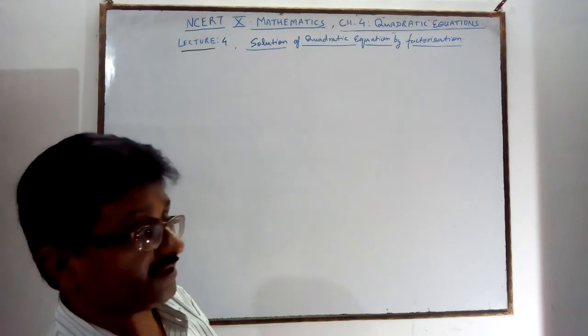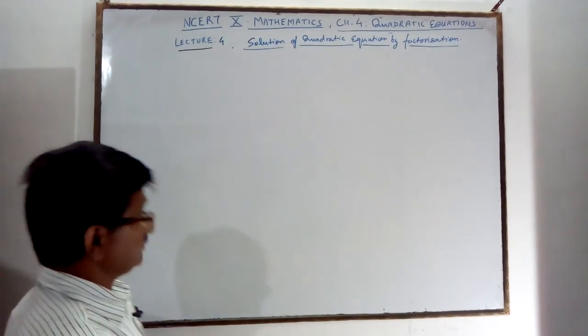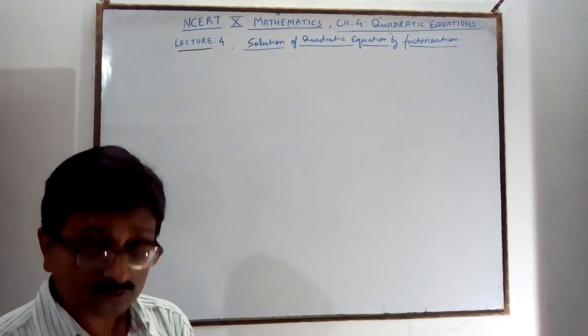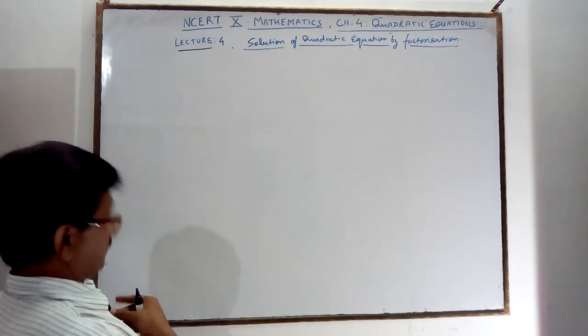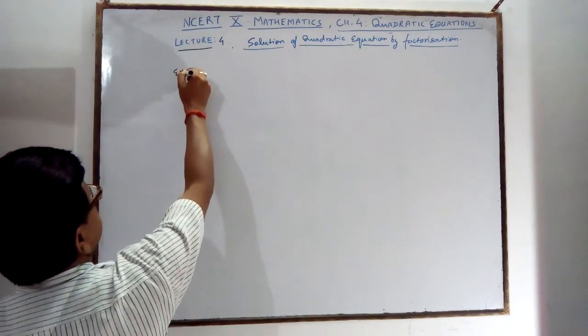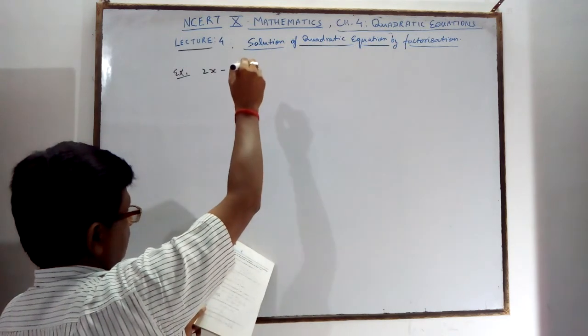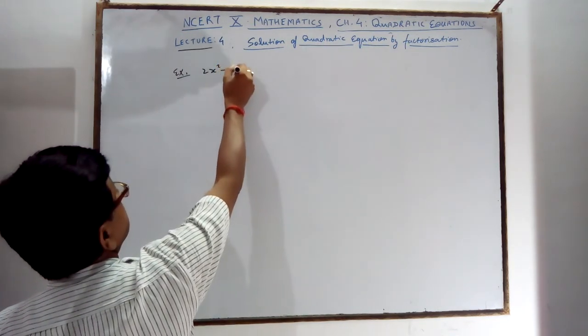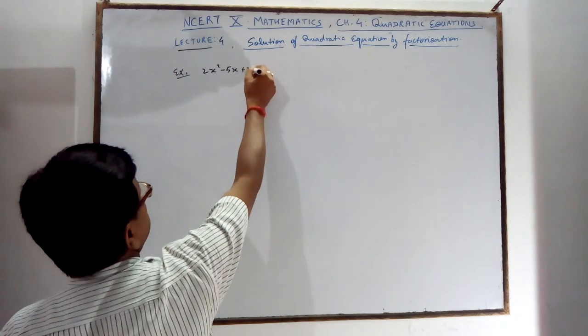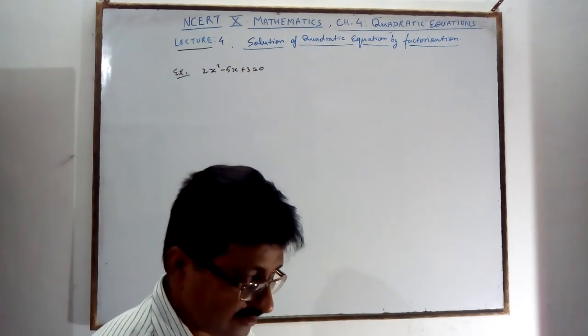2x square minus 5x plus 3. One question is given, one example is given here: 2x square minus 5x plus 3 is equal to 0. So middle term factorization will apply here.